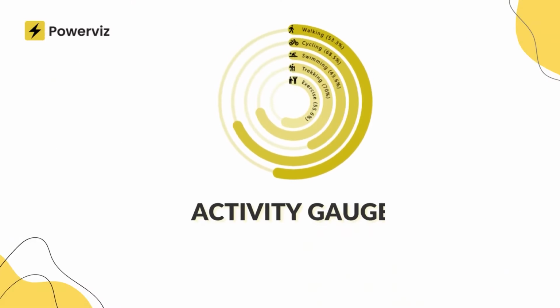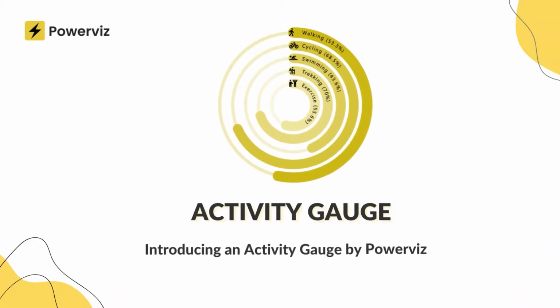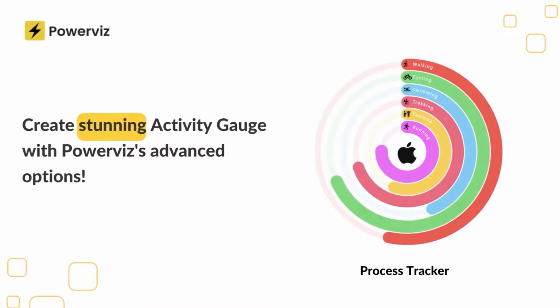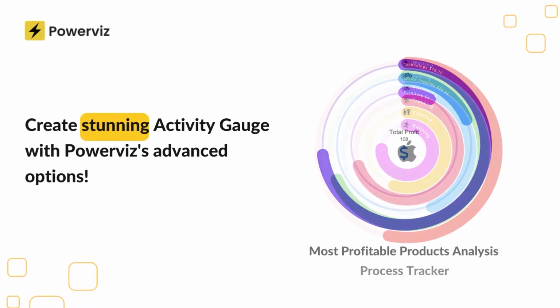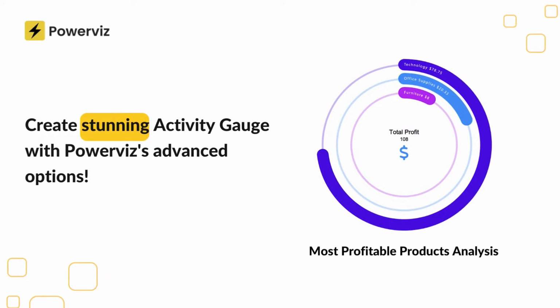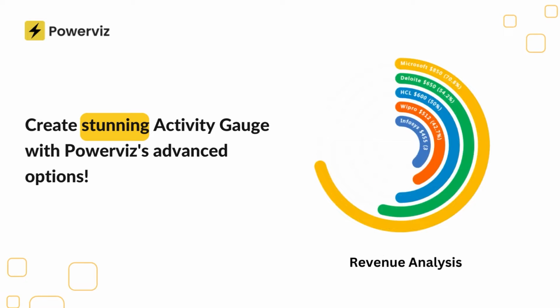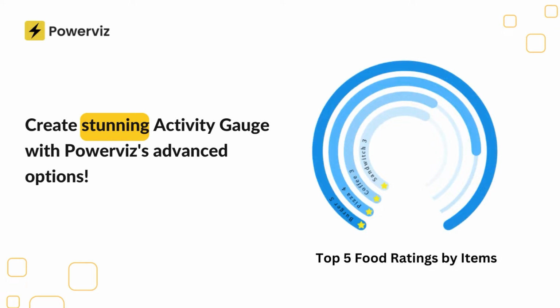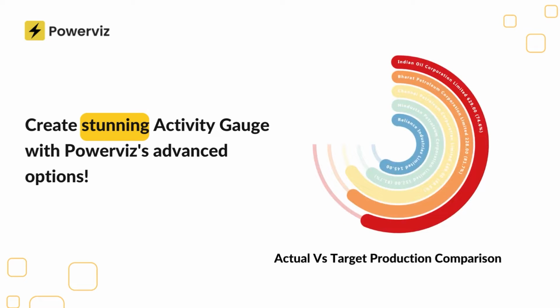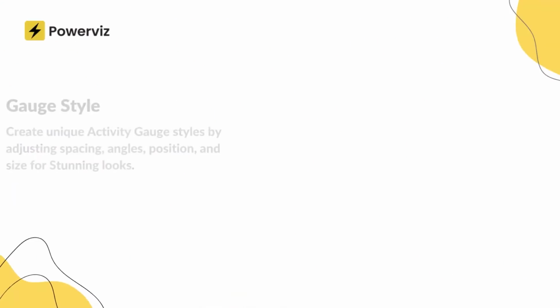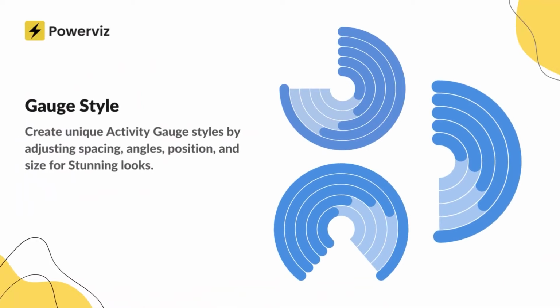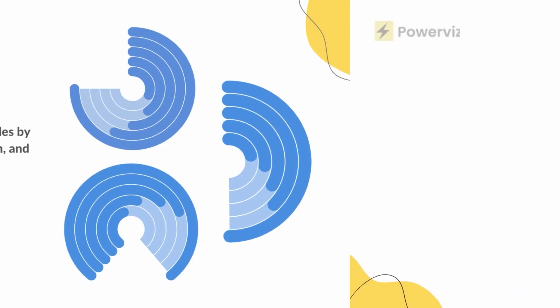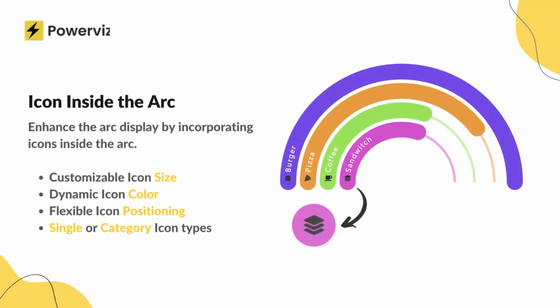In this tutorial, we will explore the activity gauge visual. Whether you're tracking project progress, monitoring sales targets, or analyzing any other data-driven activity, this visual is your go-to solution for intuitive insights. With Powerviz, you get the power to customize, visualize, and comprehend your data like never before. Now let's explore the key features that make the activity gauge a game changer.